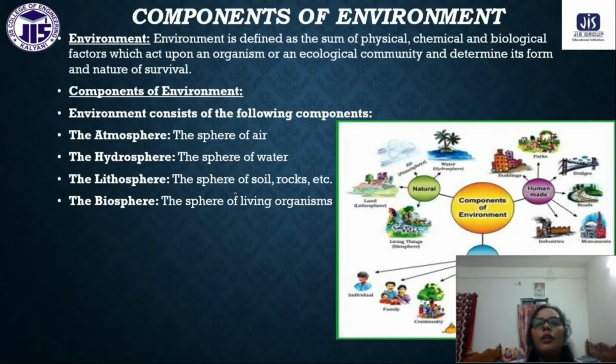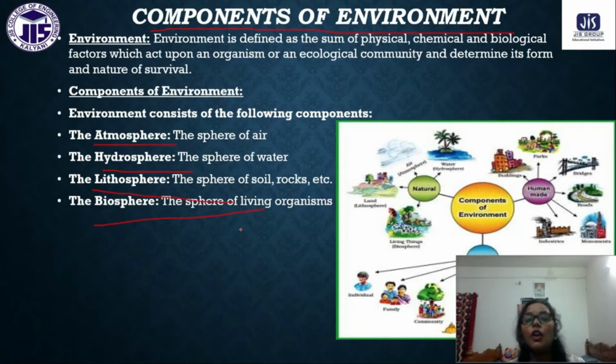Now, components of environment. What are the components of environment that we have? Generally, the environment is whatever we have: the physical, chemical, biological factors, all types of living and non-living systems. All together they are called the environment. The components of the environment are generally divided into parts: atmosphere, hydrosphere, lithosphere and biosphere.